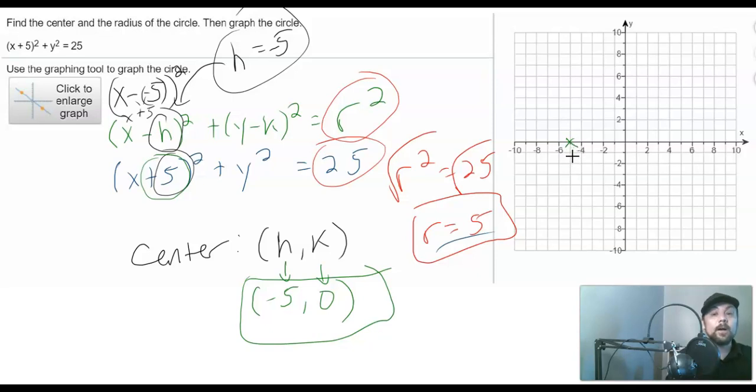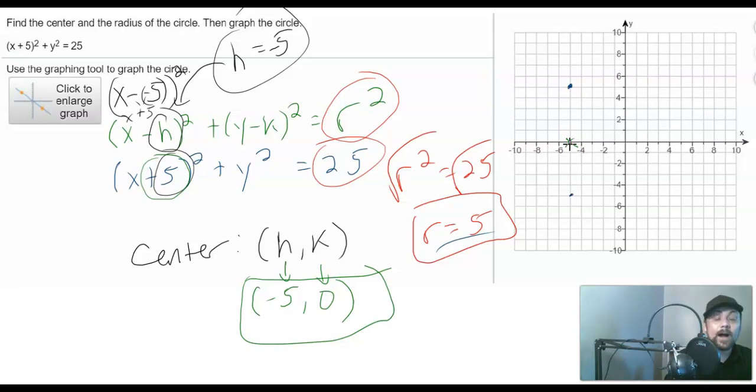So go 5 up, 5 down, 5 to the left, 5 to the right. So you can find 4 points really easily that are 5 away from the center by going up, down, left, and right. And from those 4 points, we will just do the best we can to connect them in a circular fashion. All right. So starting from here, if I go 5 up, I get this point here. So this point must be on the circle because it's 5 away from my center. If I go 5 down, I get this point right here.